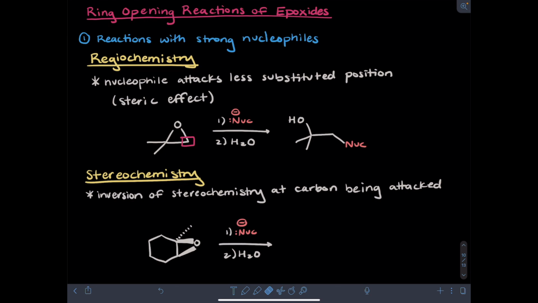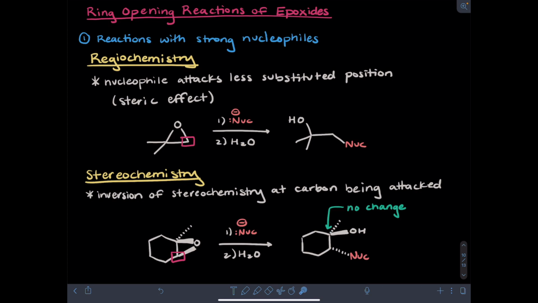Here, let's consider the following epoxide. This carbon of the epoxide is tertiary, whereas this one is secondary. The strong nucleophile will preferentially attack the less substituted carbon of the epoxide based on sterics. So in the product, the nucleophile would have added to this less substituted position, and the oxygen of the epoxide ends up at the more substituted position. Notice that the OH group and the new nucleophile are anti to each other.